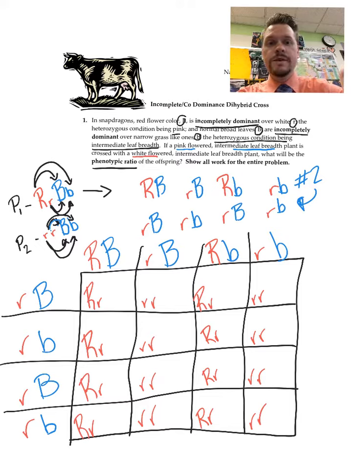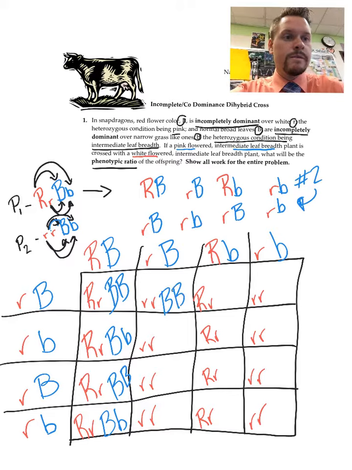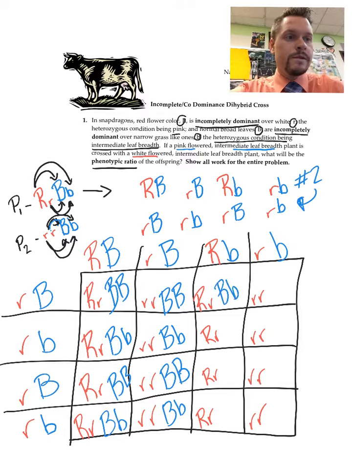Then you can go through and do your blues, or your B's, sorry. So your leaf size. So big B, big, little, big, big, little, big, little, big, little, big, little, little, little. Here's where it starts to change a lot. Big, little, little, little, big, little, little, little.